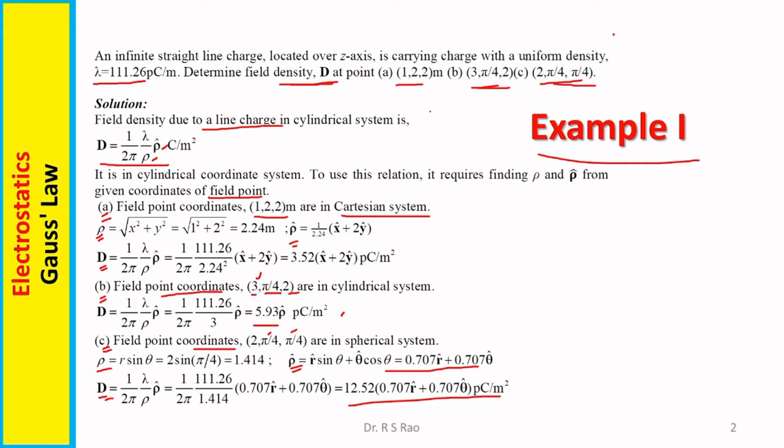Note the result. D is in the Cartesian system when the field point is given in Cartesian system. The expression for D is obtained in the cylindrical system when the given point is in the cylindrical system. Density is in the spherical system when the point is given in the spherical system.